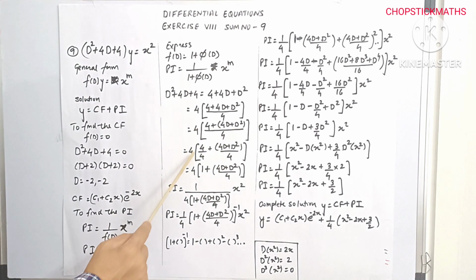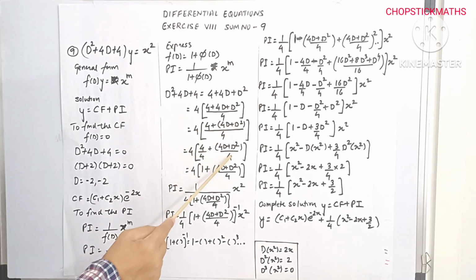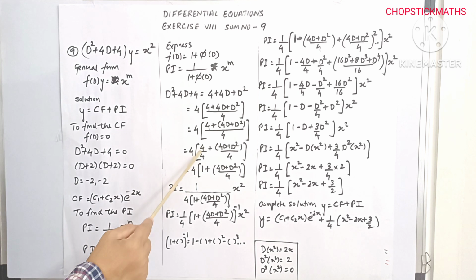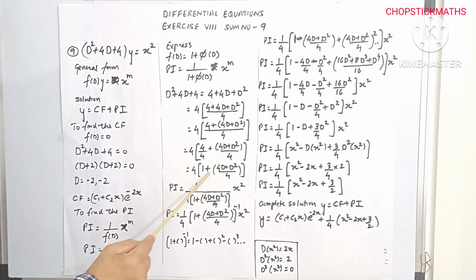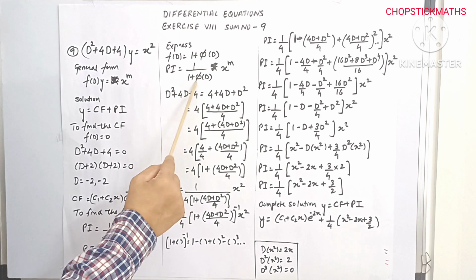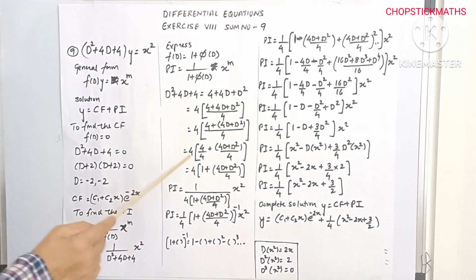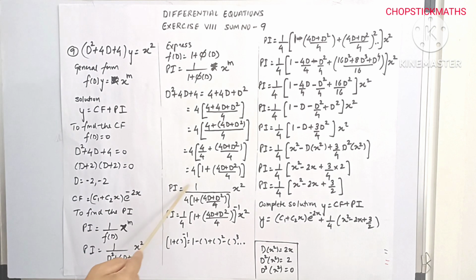And this can be written as 4 into [4/4 + (4D + D²)/4]. Now this will be equal to 4 into [1 + (4D + D²)/4], since 4 and 4 will cancel. Now you can see this is of the type 1 + phi(D), where phi(D) is (4D + D²)/4. So let us substitute this here. So PI will be 1 upon 4[1 + (4D + D²)/4] into x².